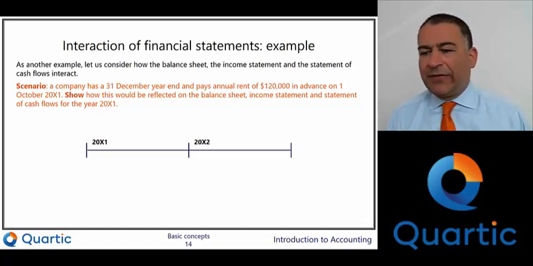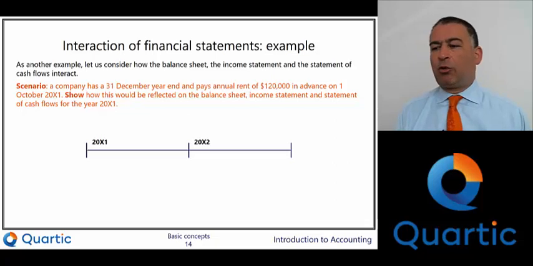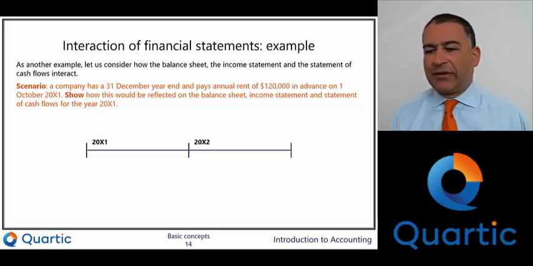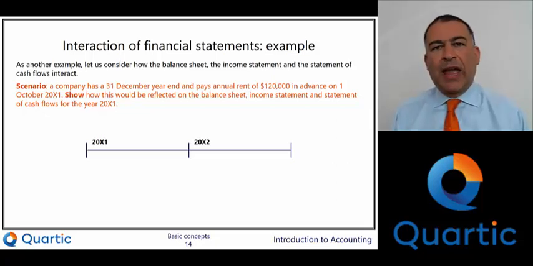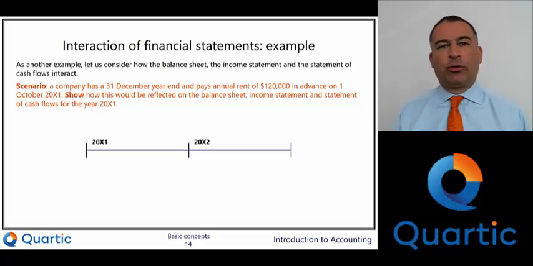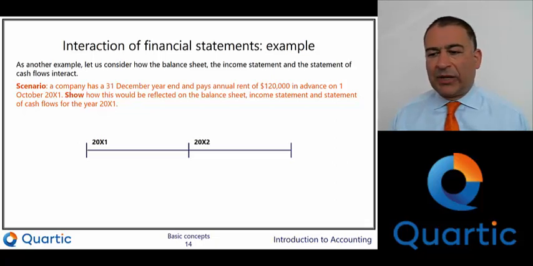A company has a 31st of December year end and pays annual rent of 120,000 in advance on the 1st of October X1. Show how this would be reflected on the balance sheet, income statement, and statement of cash flows. So we've got here a timeline. I'm not going to draw too much on it because we're going to give the explanation in a minute.